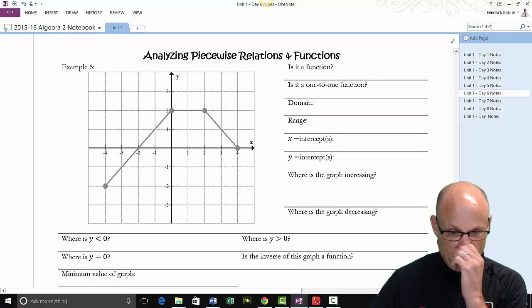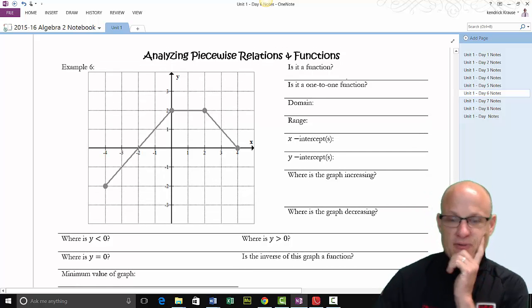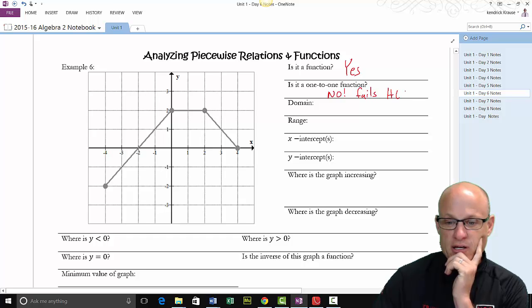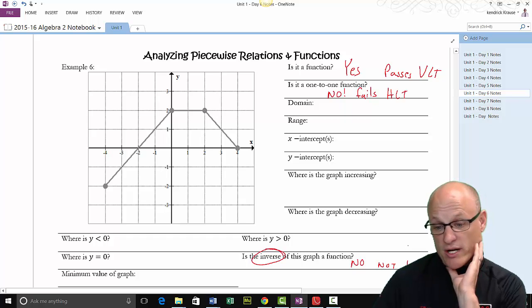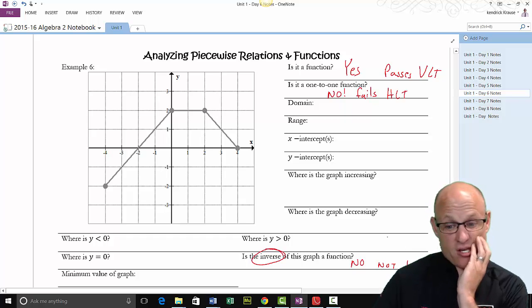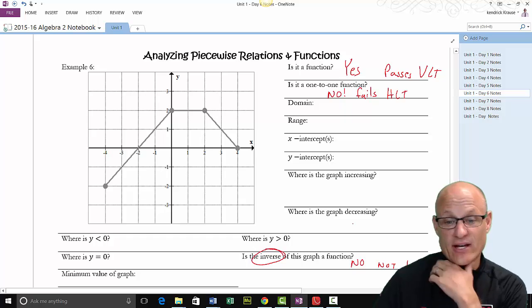So let's analyze some piecewise functions just for fun. Is this a function? Yes, it is. Is it one-to-one? No, it is not. Fails HLT. And you could put up here passes, just to remind yourself, the vertical line test. I'm going to come down here and here. Is the inverse a function? No. It's not one-to-one. So it does not pass. Its inverse is not a function.